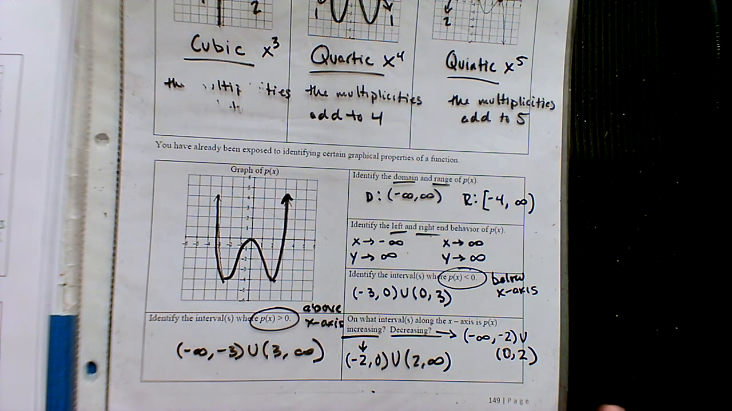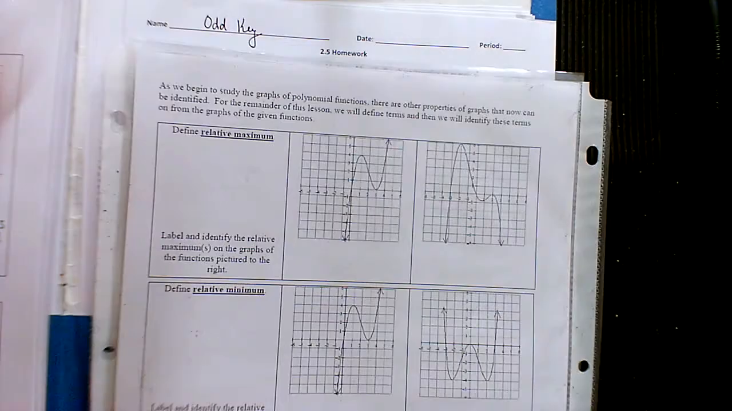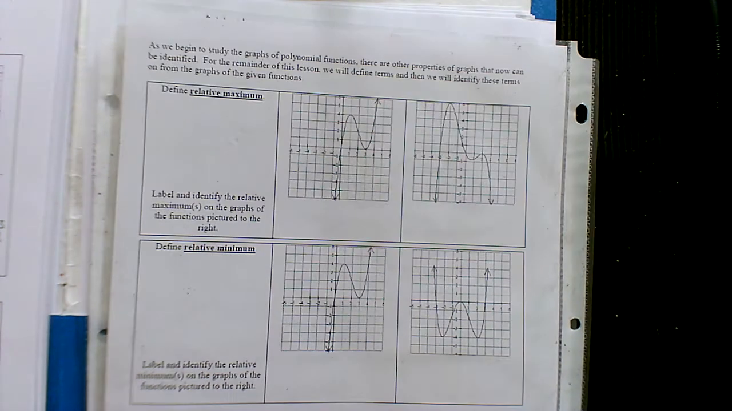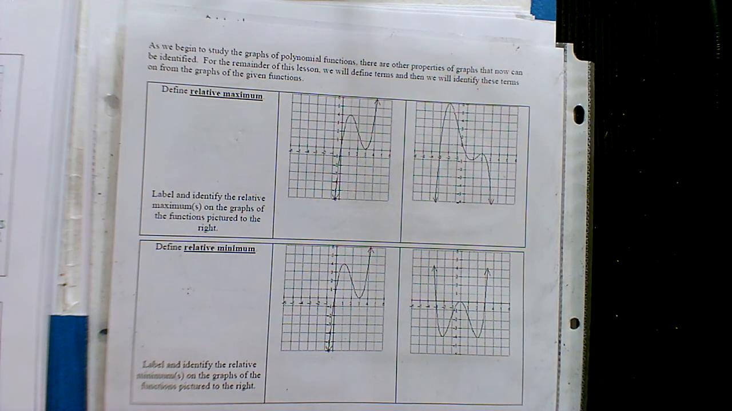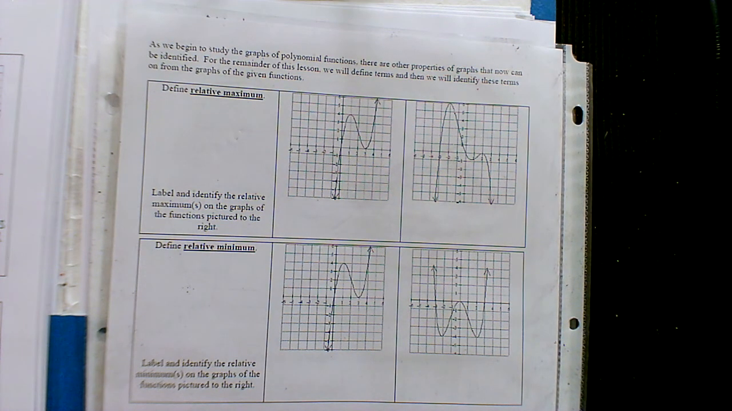Okay, we're going to introduce two more graphical characteristics that we're going to identify today. The first set are maxes and mins. I'm pretty sure we've seen these before, maybe not formally defined them, and that's what we're going to do today. But we're basically looking for high points and low points. So our first vocabulary term is a relative maximum. Relative just means in relation to points around the high point.